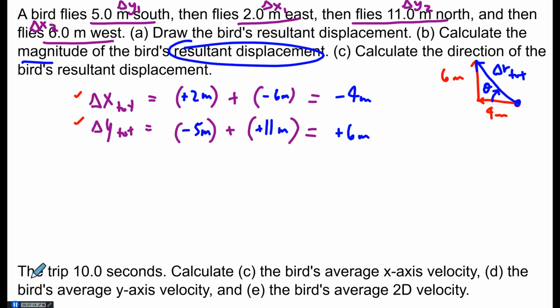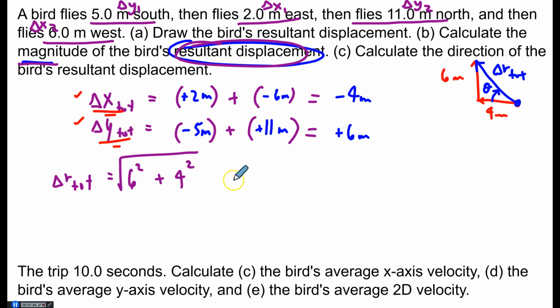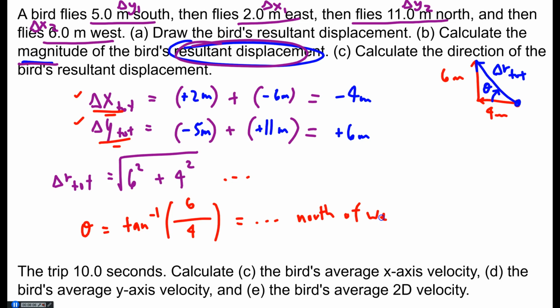Part A of this question asks for the magnitude of the resultant displacement. Part A is asking for delta r total. And this is pretty straightforward. We use the right triangle, Pythagorean theorem. The only difference is now the x and y legs are the total values, right? Because there was more than one displacement on each axis. That's the only difference. And we work out the math. For theta, we use inverse tangent of opposite over adjacent, which comes to 6 over 4. And then whatever that angle value is, the rest of the direction would be to the north of west for this angle.